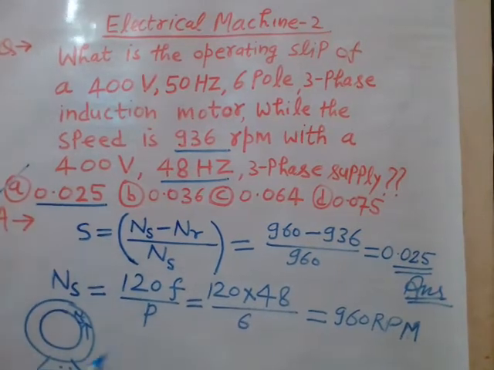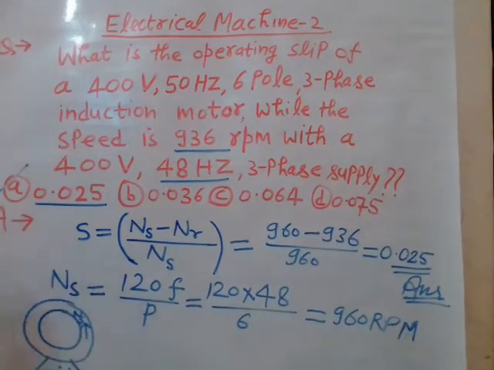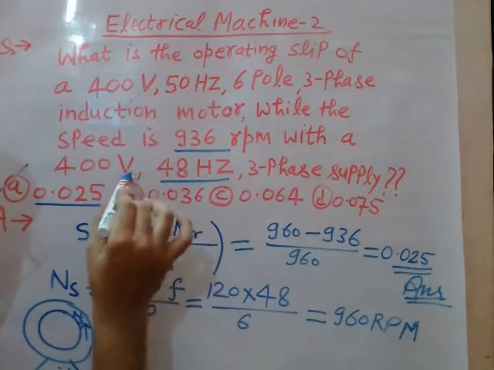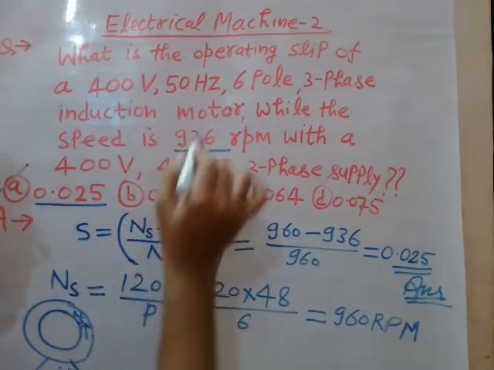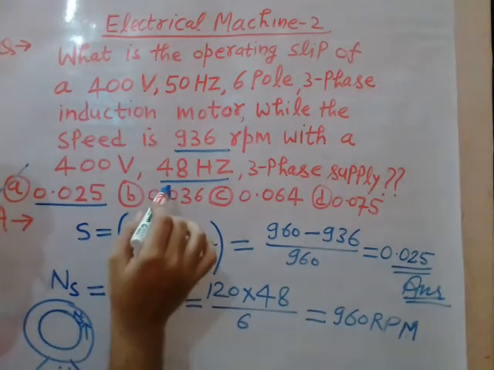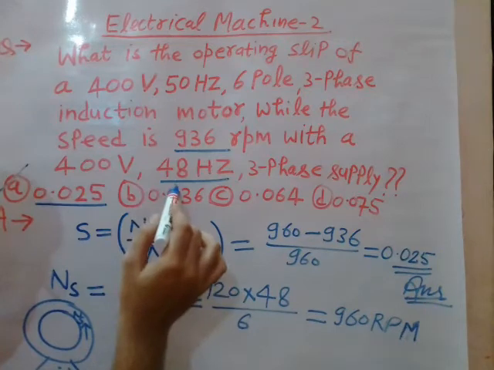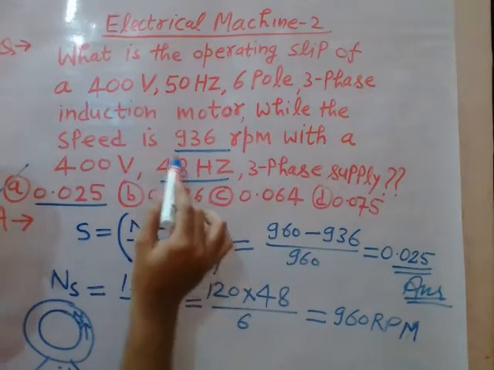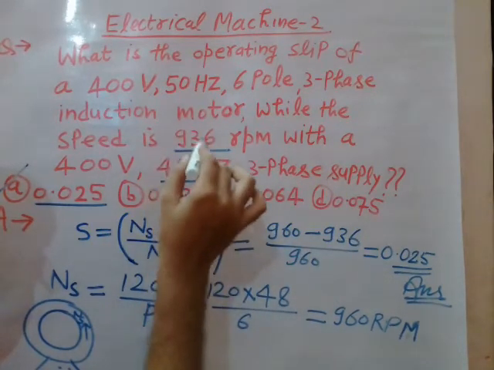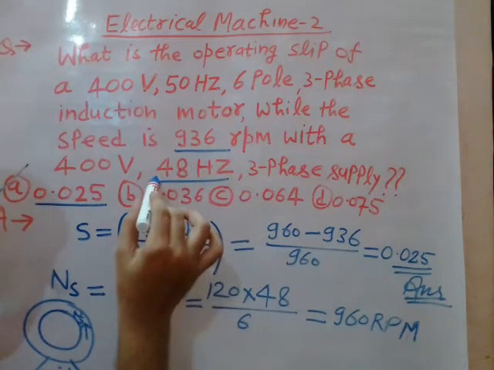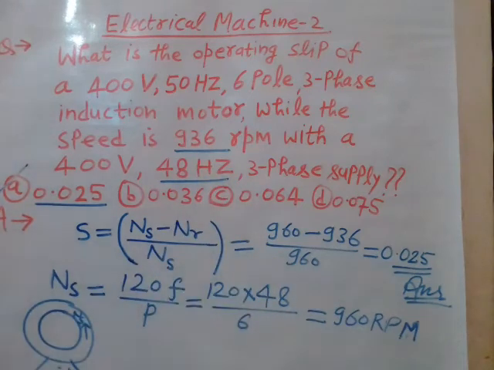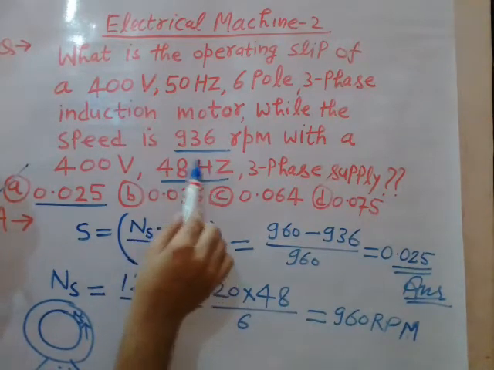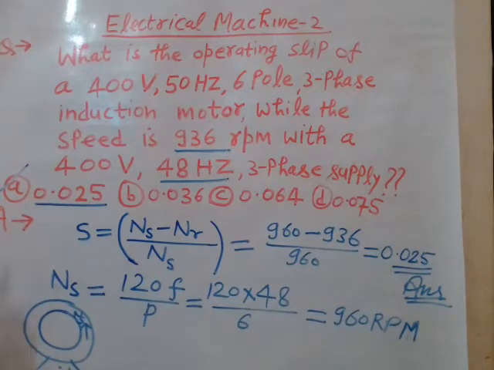In this question you only have to keep in mind that the synchronous speed ns corresponds to the frequency applied to the stator, and here the applied frequency to the stator is 48 hertz and not 50 hertz. How do you know this? Because the question gives the operating speed of the rotor as 936 rpm at 48 hertz. So the synchronous speed of the rotating magnetic field will also correspond to 48 hertz. So option A is correct.